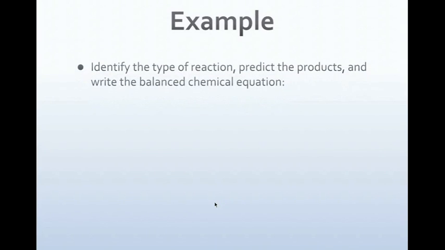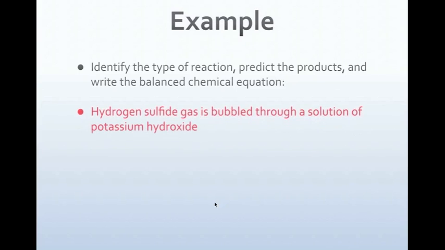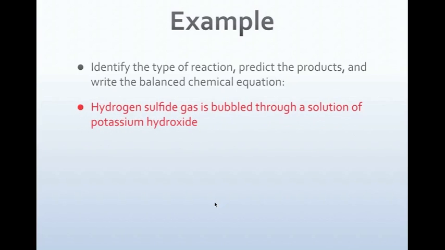Okay, now let's go ahead and work some examples. First, we want to identify the type of reaction, predict the product, and then write the balanced chemical equation. So starting off here, we have hydrogen sulfide gas bubbled through a solution of potassium hydroxide. The first thing we have to do is write out our reactants. We have hydrogen sulfide, so we have hydrogen reacting with sulfur. We have to crisscross these, so hydrogen is +1 and sulfur is -2. We crisscross those and we get H2S.